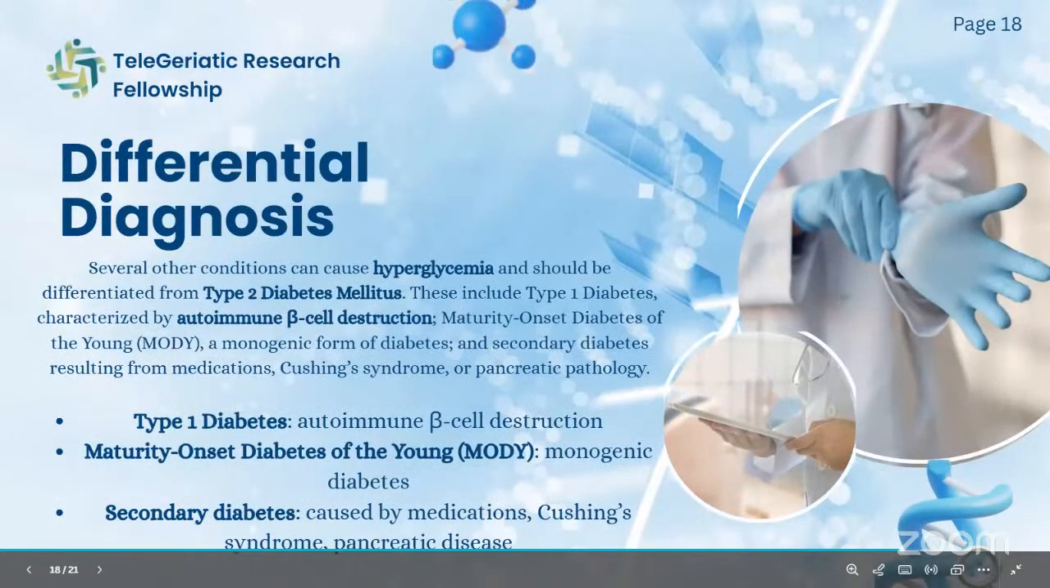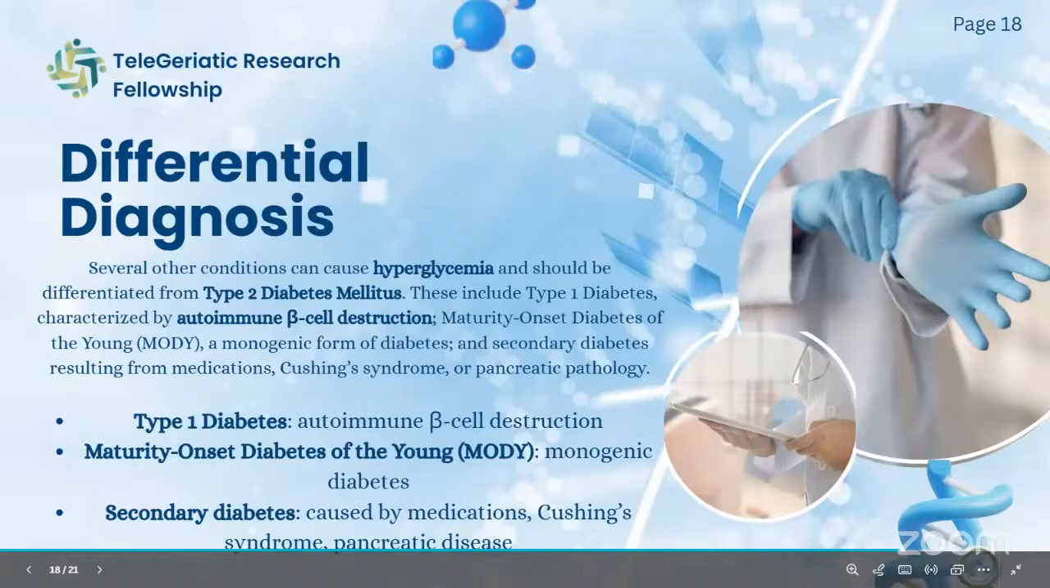Okay, now the differential diagnosis. Several other conditions can cause hyperglycemia and should be differentiated from type 2 diabetes mellitus. This includes type 1 diabetes, characterized by autoimmune beta cell destruction, and MODY, which is maturity onset diabetes of the young, a monogenic form of diabetes, and secondary diabetes resulting from medication.